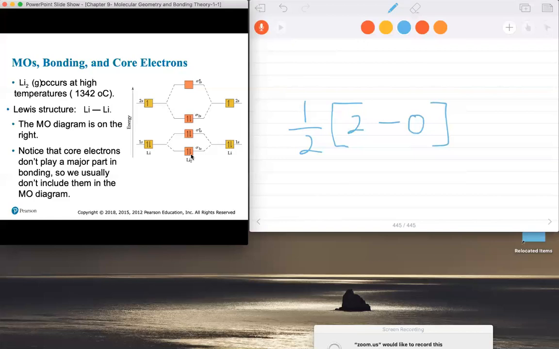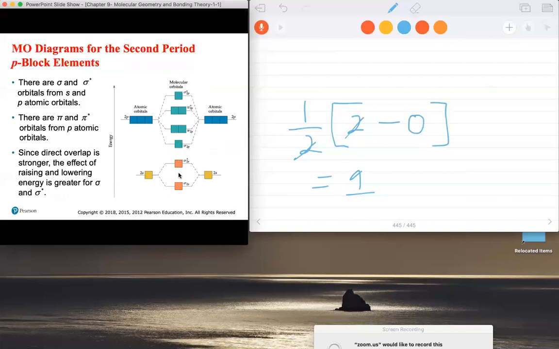If you say bonding here, 2 plus 2 is 4. This is bonding, this is bonding. 2 plus 2 is 4, minus 2 is 2, which is the same thing. So you can assume that this will cancel out with that, and we only focus on this. And this is 1, which means there is only a single bond in Li2, or lithium.